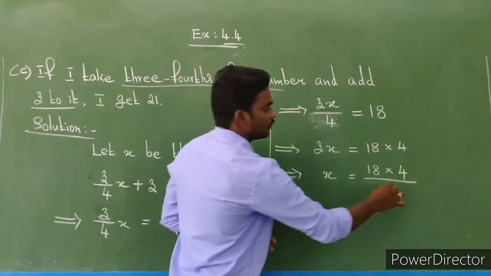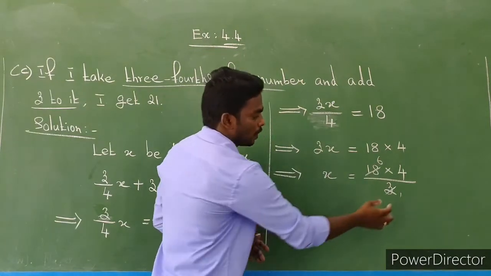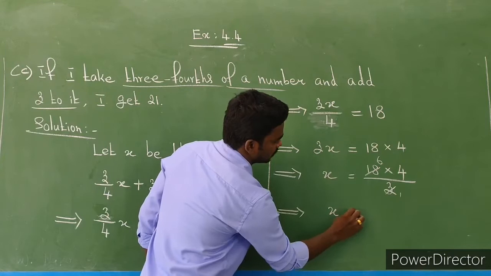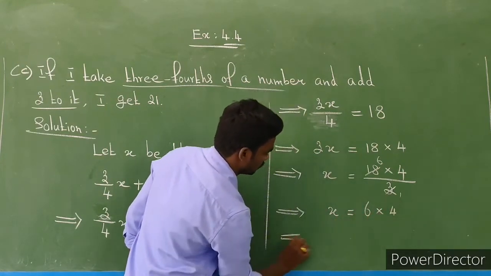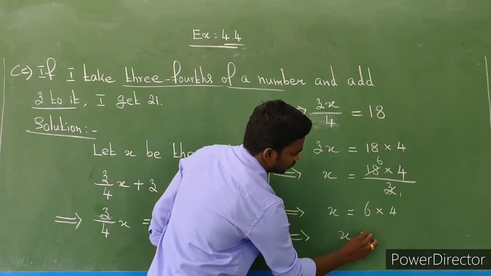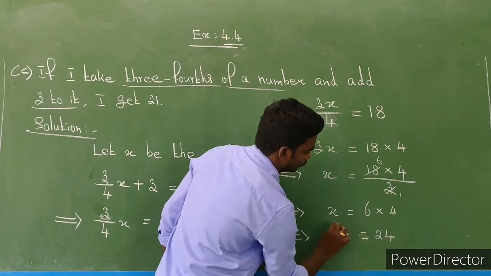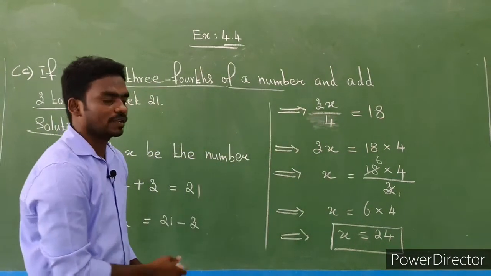Division. Here 1 3s are 3, 6 3s are 18. Implies that x is equal to 6 into 4. So x is equal to 6 4s are 24. So the value of x is equal to 24. So 24 is our required value.